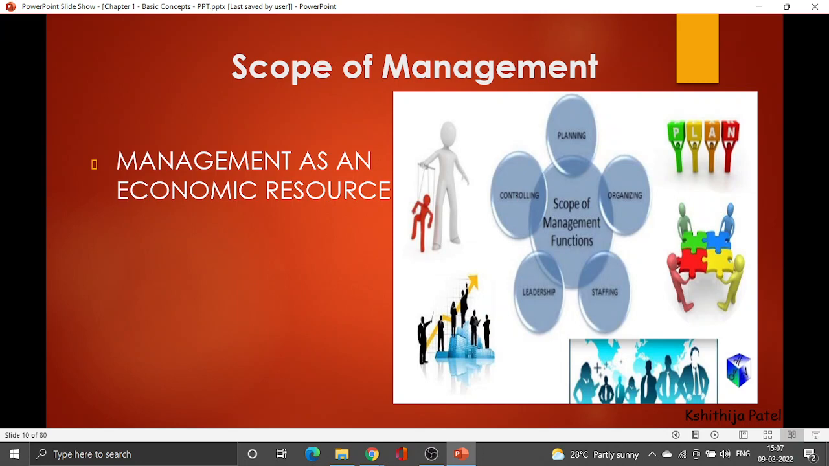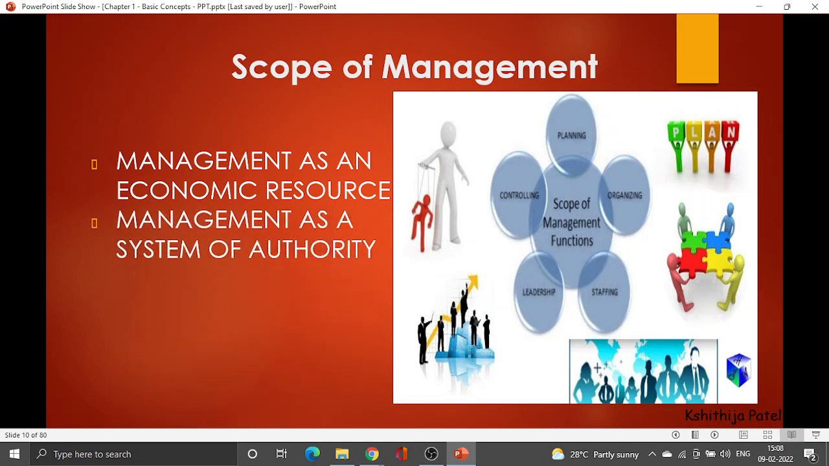Now, during the initial discussion, we said that management is a very wide topic. It ranges through all kinds of organization, all sides of the organization. So that basically makes the scope of management very wide in nature. But then it can be divided into three distinct ideas which we already discussed. That is management as an economic resource, management as a system of authority, and management as a class or elite.